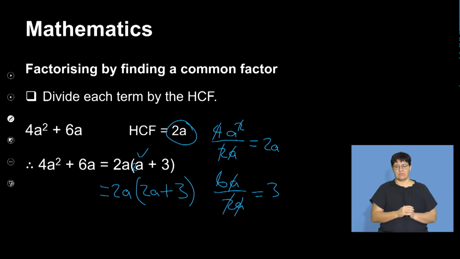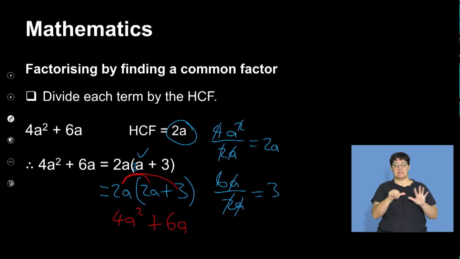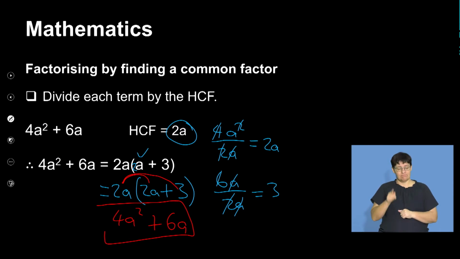Again, you test your answer whether it's correct or not by doing what? Expanding. If I multiply the 2a with the 2a, it will give me 4a squared. I multiply the 2a with the 3, it will give me 6a. And that will therefore be the answer that I initially had as the question.